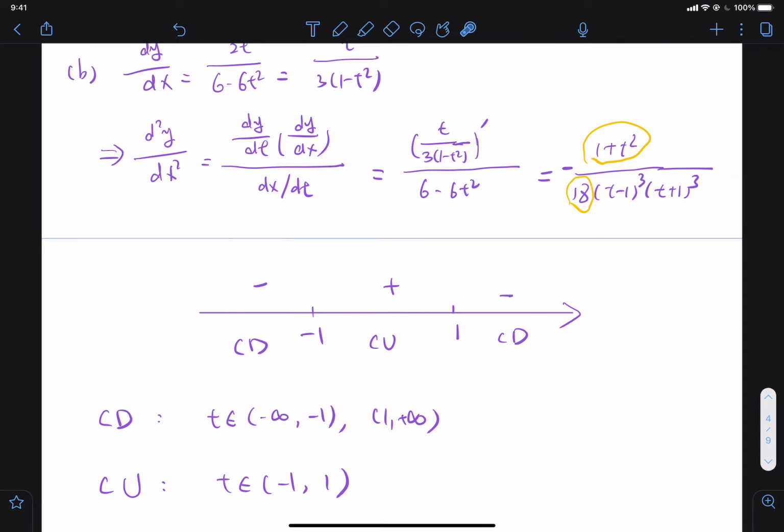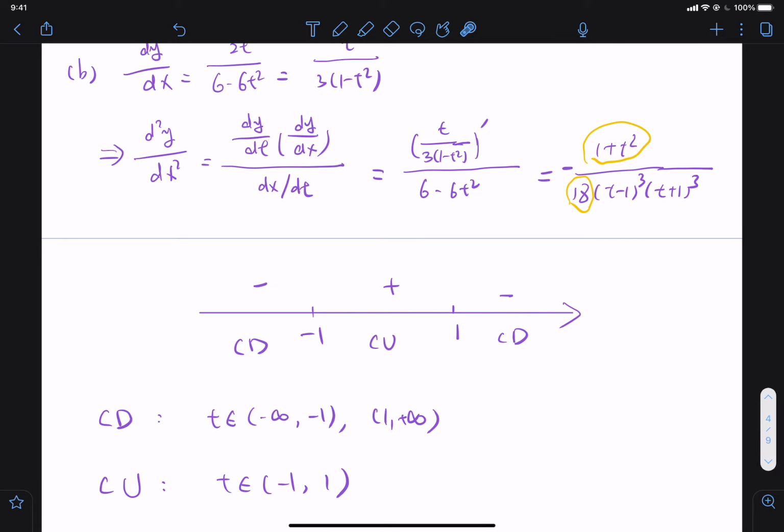And we notice that this yellow circle here, 1 plus t squared, is always greater than 0. So it's not affecting the sign. So the sign will be completely determined by these two factors. Right? So we can see that when t is less than -1, both this factor and this factor are going to be negative. So we have negative, negative, and negative. 3 negative signs together, which gives us the negative sign overall. And the function is going to be concave down, therefore.